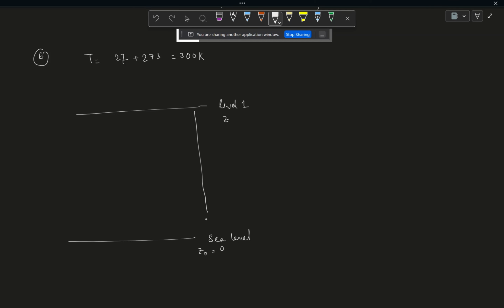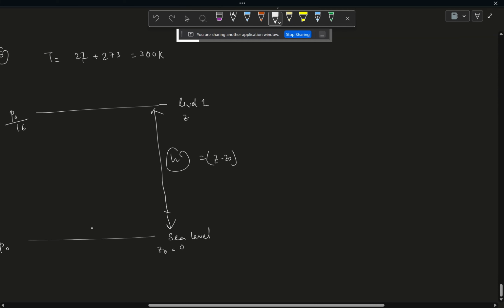So this whole distance is the difference between the sea level and the other level, and we call this height as H. So H is Z minus Z0 here. Okay, we call this the height of the level from sea level. So the pressure at sea level is P naught, the value is given to you, and the pressure at the other level is said to be P naught by 16, 1 by 16 times the earlier value.